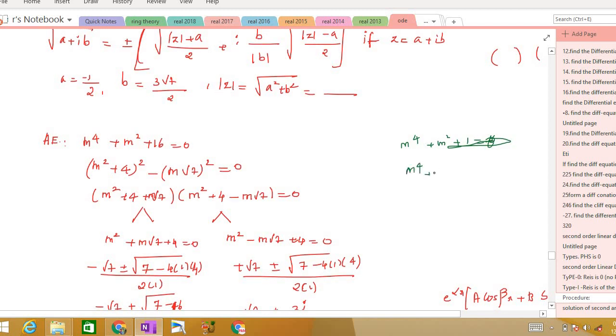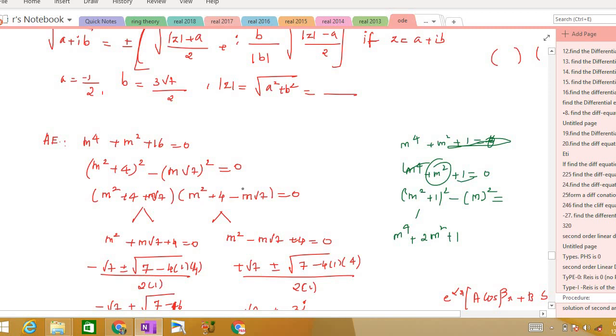m power 4 plus m square plus 1 is equal to 0. Suppose you write this as m square plus 1 whole square. If we expand this, we have m power 4 plus 2m square plus 1 by the a plus b whole square formula. But here we should have only 1m square, while here we have 2m square, so we subtract 1m square. That's it, right? So now we can expand using the a square minus b square formula like this.